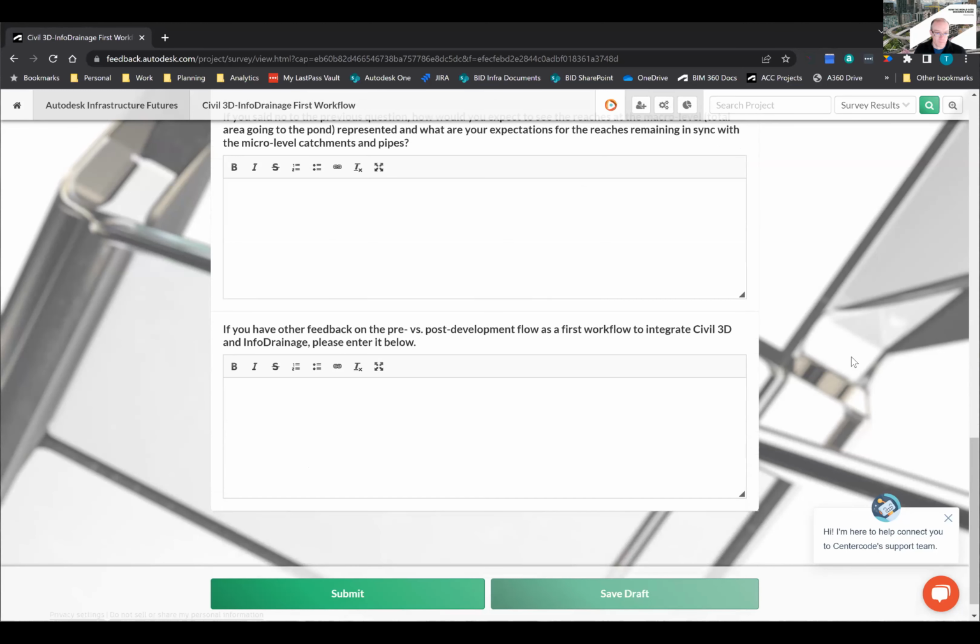Just an open-ended question here, what you're expecting or would like to see. Then the last one, super open-ended: if you have any other feedback on this whole workflow as a first increment to connect Civil 3D and InfoDrainage, just let us know. We've gotten a lot of feedback so far from the Q&A panel, and there's one more floating in the Q&A panel here.